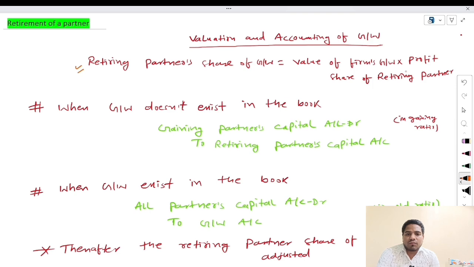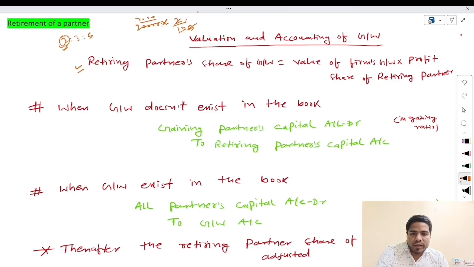Suppose the value of the firm's goodwill is given as 20,000, and there are three partners in a firm. Profit sharing ratio is 2:3:5, and the first partner takes retirement from the business. Then what will be the share of the goodwill of the retiring partner? So here we will use 20,000 multiplied by the share of the retiring partner, meaning 2/10. It means 4,000 will be the goodwill of the retiring partner. So first of all, we have to calculate the value of the retiring partner's goodwill.